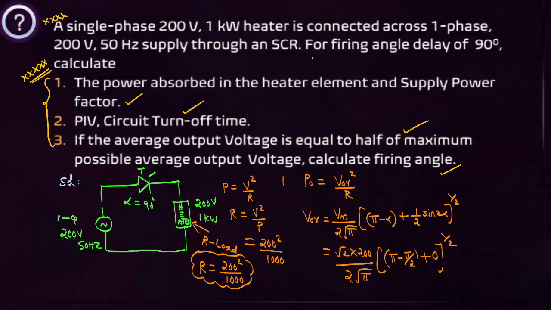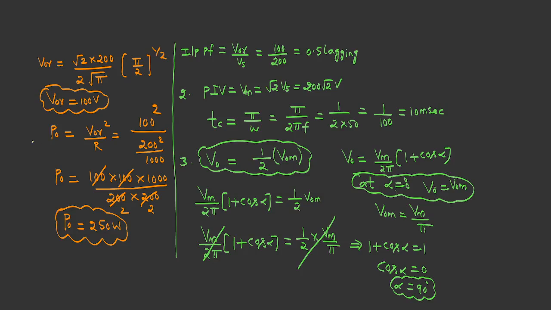But in this problem, the resistance value is not directly given. They gave a heater as the load. We know that a heater is an example of a resistive load. Then, using the heater rating, you have to calculate the resistance. Sometimes they will give the resistance value directly. If a heater load is given, even though they don't give the resistance value, you have to calculate it from the heater rating. Once you know the resistance value, use this RMS voltage formula to find the RMS output voltage. Then the power output equals V naught RMS square by R. That's how I got a power output of 250 watts.